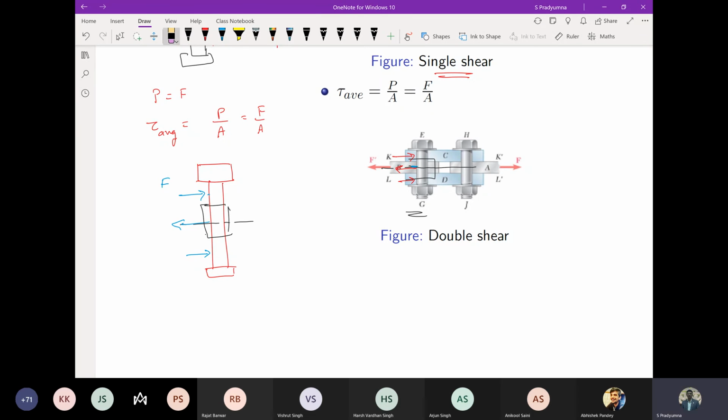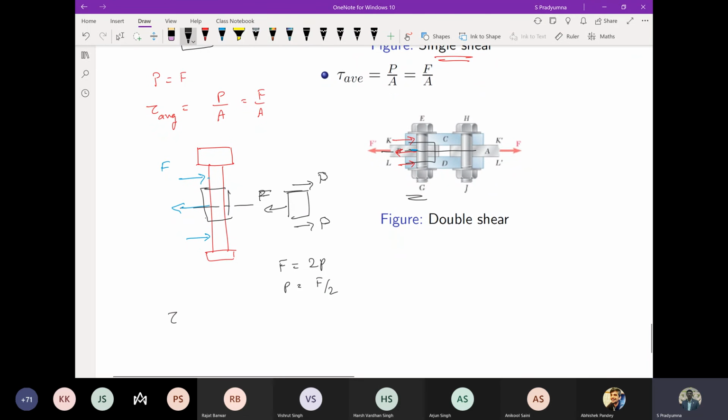So what do I get? I just have to write the section like this. So here I have force F, here I have force F, here I have some unknown force that is equal to P. No, this is P. I don't know this. This is F. I am applying a force F, right? Therefore, I can say that F is equal to 2P, or P is equal to F by 2.